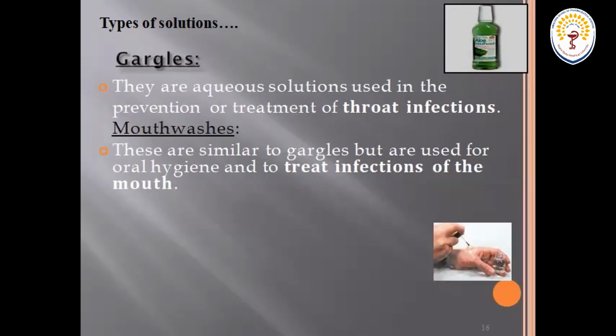Now gargles. Gargles are aqueous solutions used to prevent or treat infections in the throat and gums. They are usually available in concentrated form with directions for dilution with warm water before use. They are brought into intimate contact with the mucous membrane of the throat and allowed to remain in contact with it for a few seconds before they are thrown out of the mouth. Phenol or thymol may be present in low concentration, which exert a mild anesthetic effect.